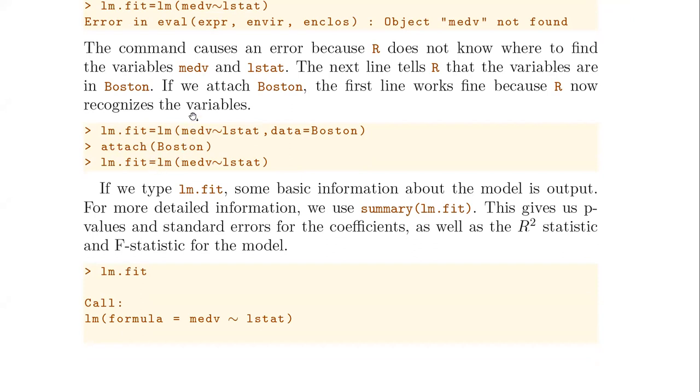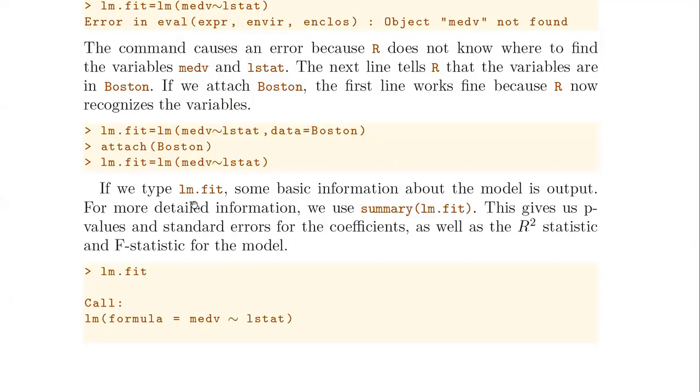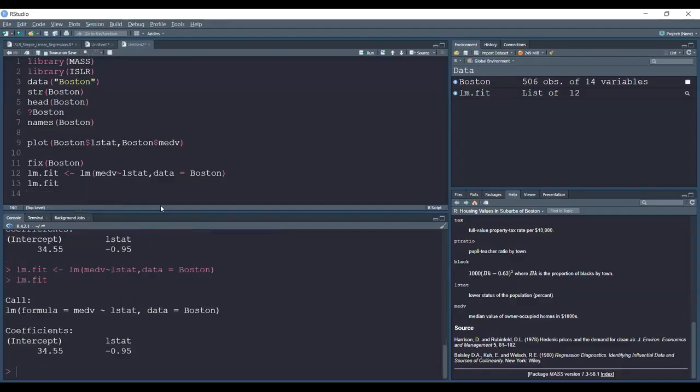What's the difference between attach and fix? Interesting. They probably do the same thing, don't they? Anyway, ours seems to have worked. We haven't received a data error. If we type lm.fit, some basic information about the model is provided. For more detailed information, we use summary of lm.fit. Let's have a look. So if you simply call lm.fit, you get what we had earlier.